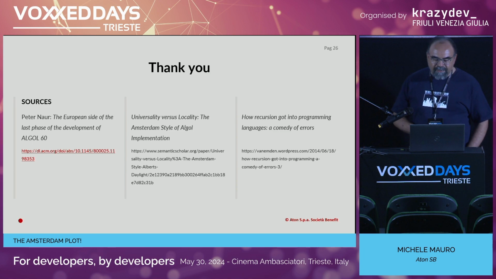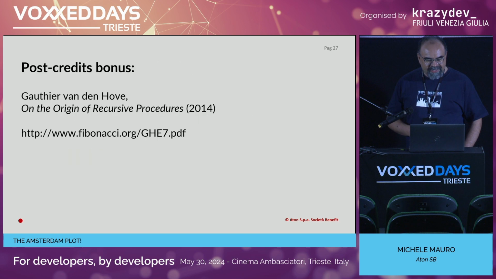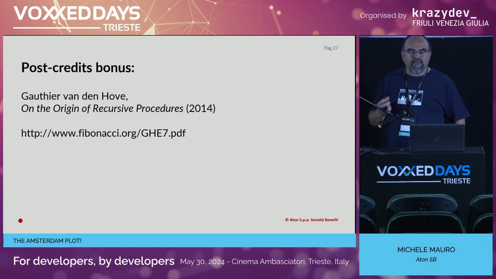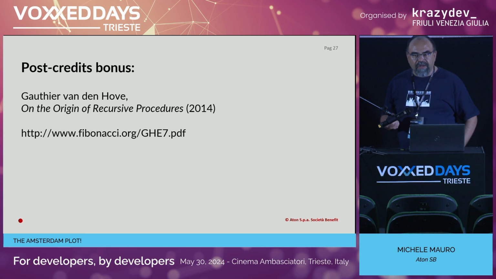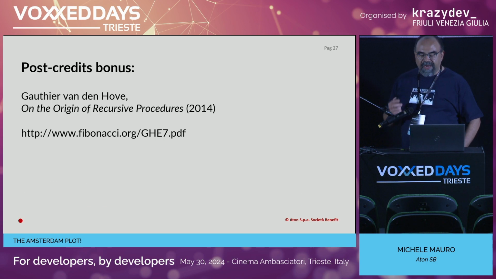And as a post-credit bonus, if you look up this very recent article, you'll get a thorough introduction to recursive procedures, and you get to know that maybe the small change of the Amsterdam Plot wasn't even necessary, because ALGOL couldn't prohibit recursive activation. And that's the real end.